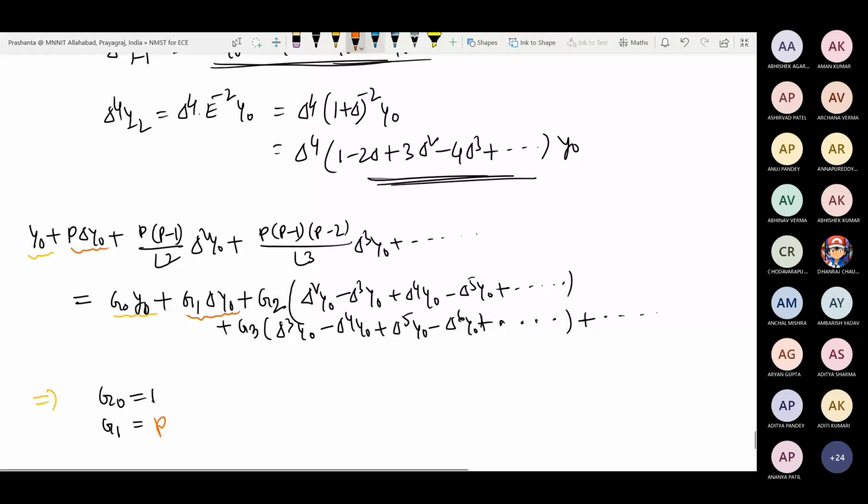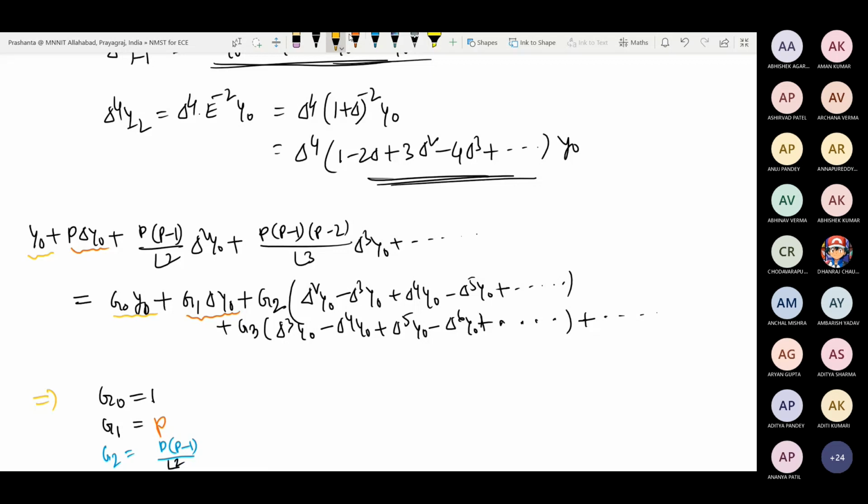What will g2 be? For g2 you will be comparing the coefficients of del square y naught. So what is g2? p into p minus 1 by factorial 2. Then you will be comparing the coefficients of del q y naught.